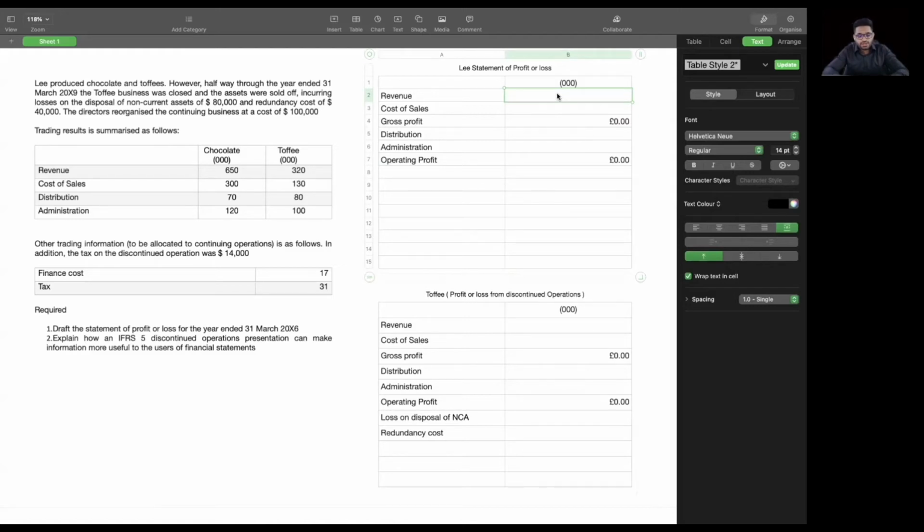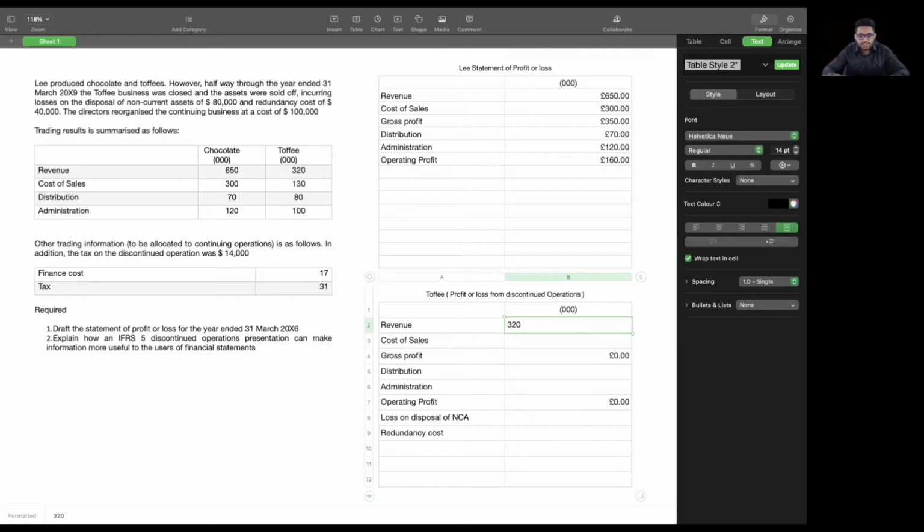operation. The revenue is 650, cost of sales is 300, your distribution expenses are going to be 70, your administration is going to be 120. Then under Toffee, which is the discontinued operation, 320 is going to be your revenue, cost of sales 130, your distribution is going to be 80, your administration is going to be 100.